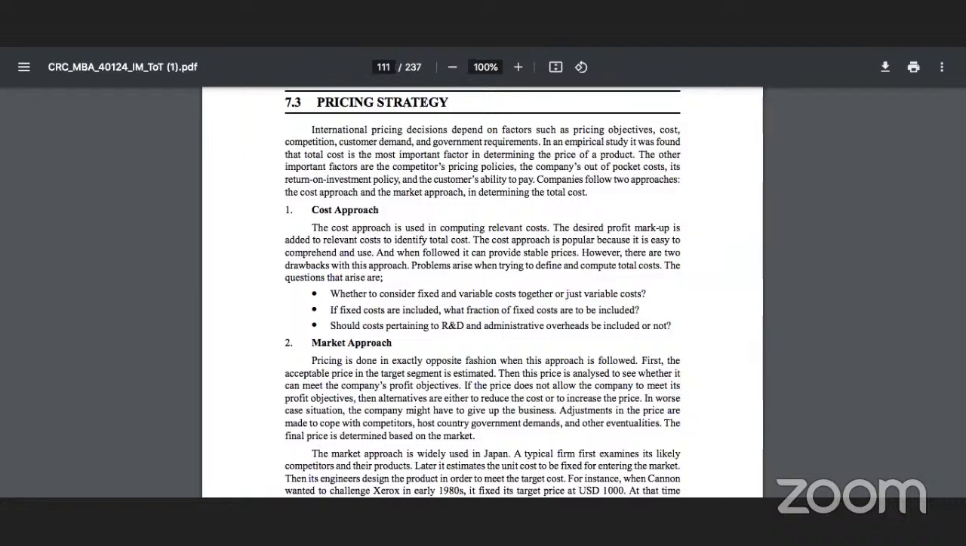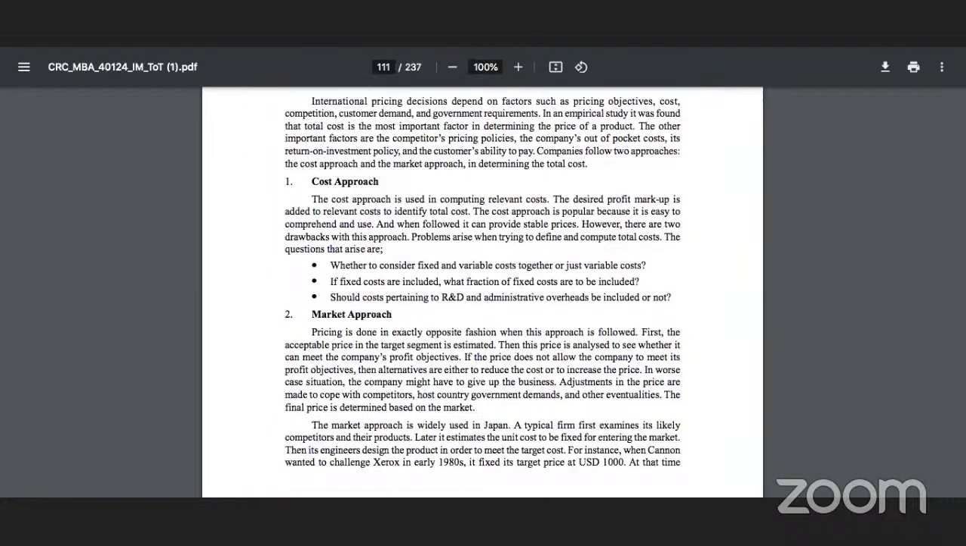So companies follow two approaches when they are working on their pricing strategy. The first one is called the cost approach, and the second one is called the market approach. So based on this, they are able to arrive at the total cost.